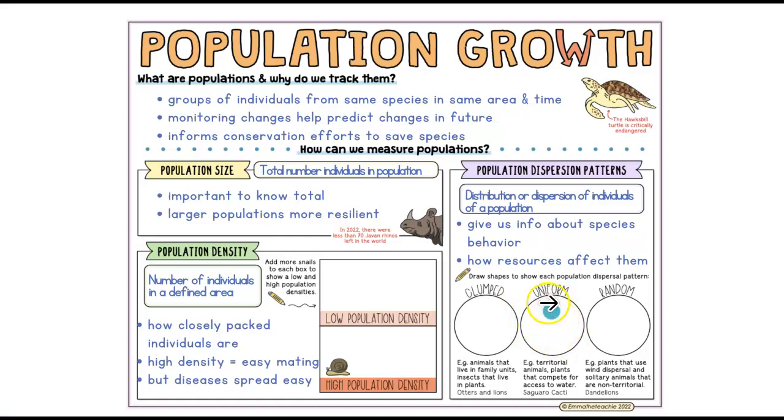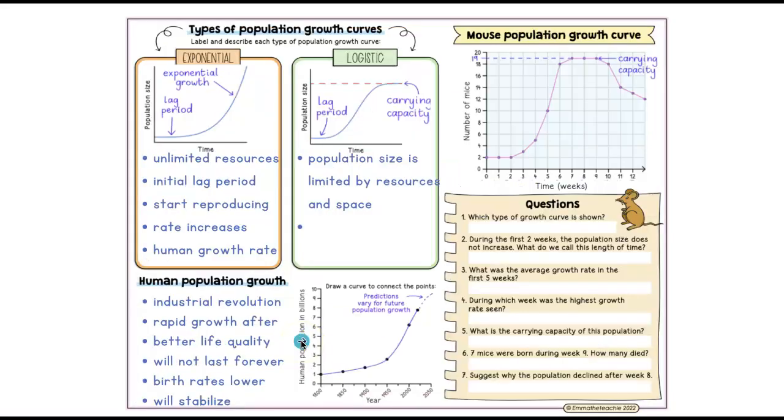Uniform, like you would have a uniform pattern here. And then there's random patterns, which would be plants that use wind dispersal and solitary animals that are non-territorial, like dandelions. There's no rhyme or reason, it's just random.